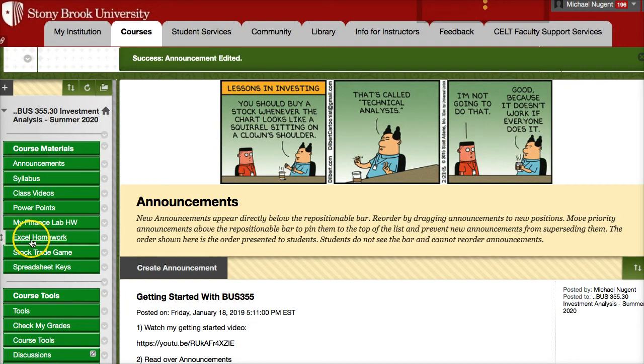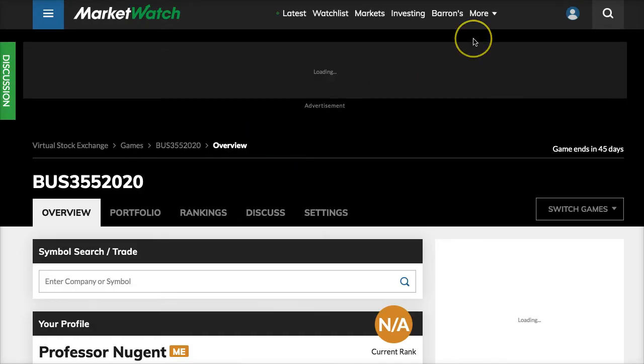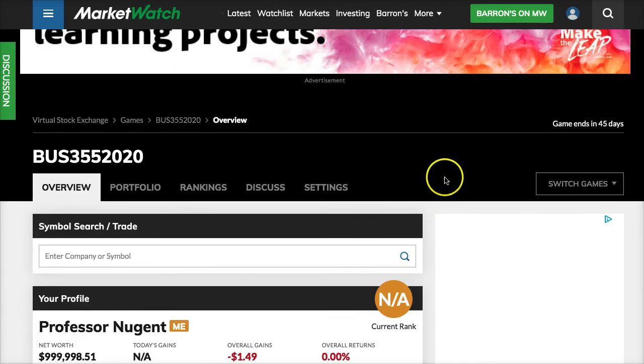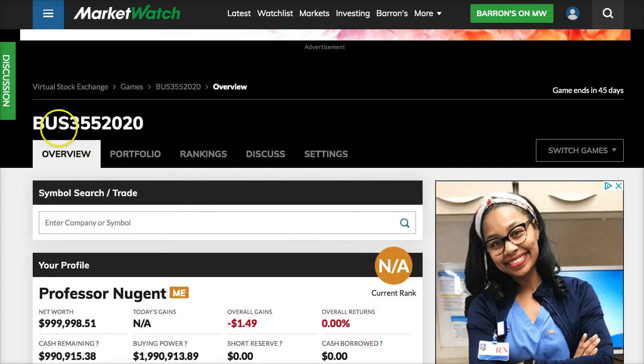If we click on the stock trading game, it'll automatically bring you to the website. If you don't have an account, you will have to register for an account first. It's free. Once you've registered, you want to click on Join Game, and then you'll be within our game, which is called BUS 355 2020.